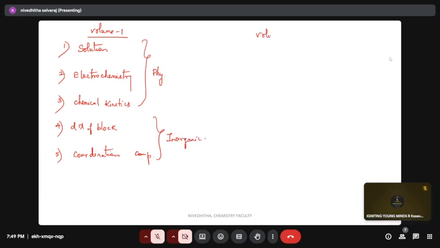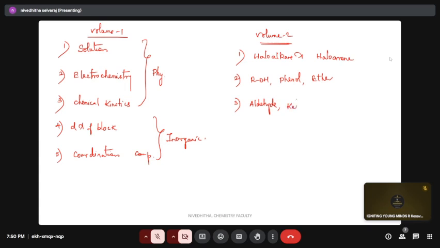And in volume 2, the first chapter is haloalkane, haloarene. Basically, in volume 2, we'll be having only organic chemistry. So the first chapter is haloalkane and haloarene. Second chapter is alcohol, phenol, and ether. Third chapter is aldehyde, ketone, and carboxylic acid.